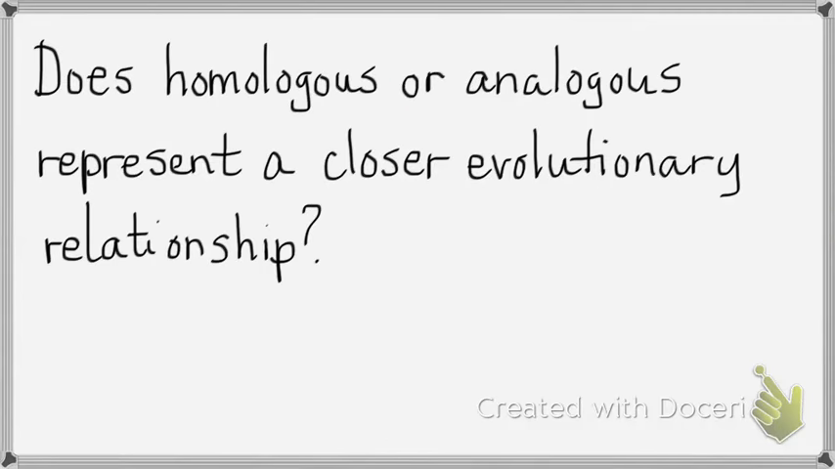So Benjamin wants to know the answer to this question. So do I. Does homologous or analogous represent a closer evolutionary relationship? Homologous. The answer is homologous. We use structure, because structure comes from genes. How you're built comes from genes. And so we know relation is due to your genes. That's why your mom is your mom or your uncle is your uncle, because of the genes.